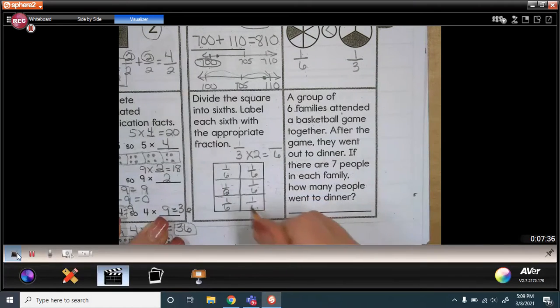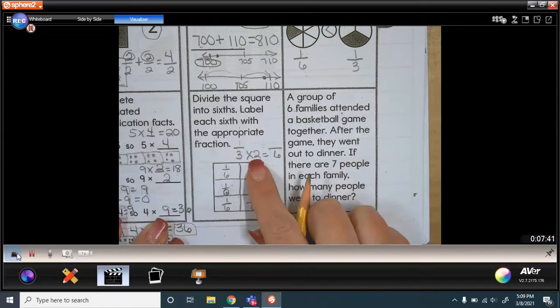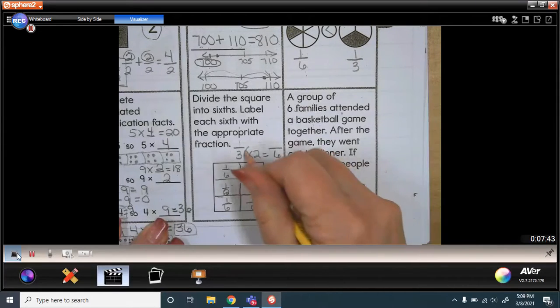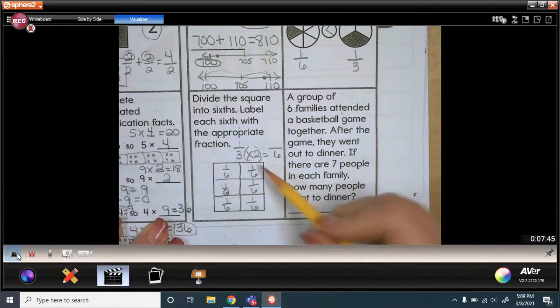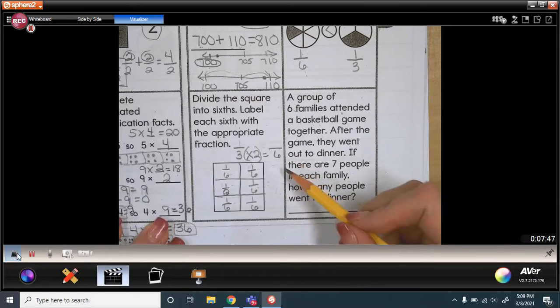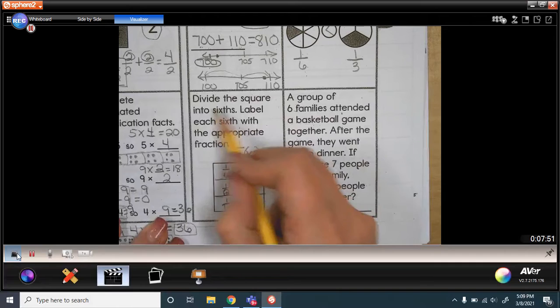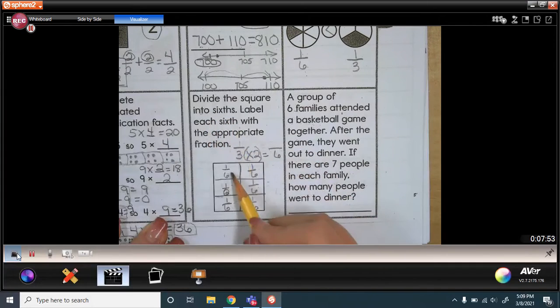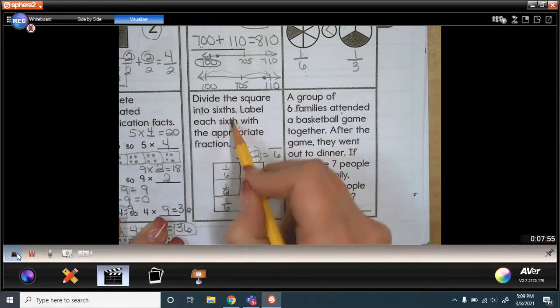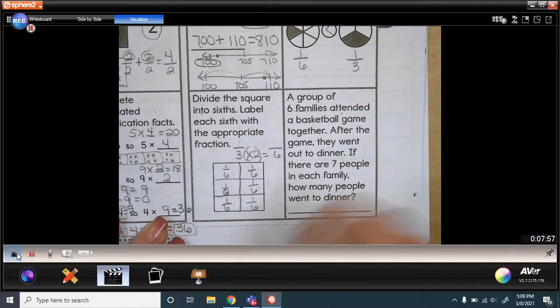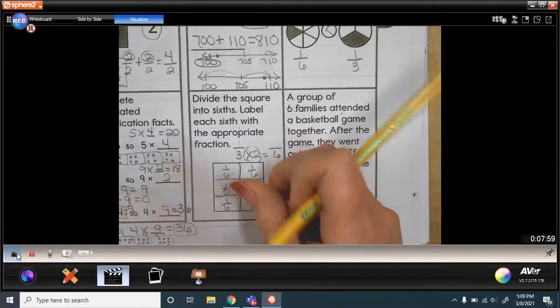So my denominator now is 6 because I cut each third into 2 more parts. And when I'm doing that, I'm making more parts, but they're smaller parts, right? Smaller pieces, okay? So it said to label each 6. So I've done that. I've divided into 6 equal pieces. Those are my 6. So I've done everything that I needed to do.